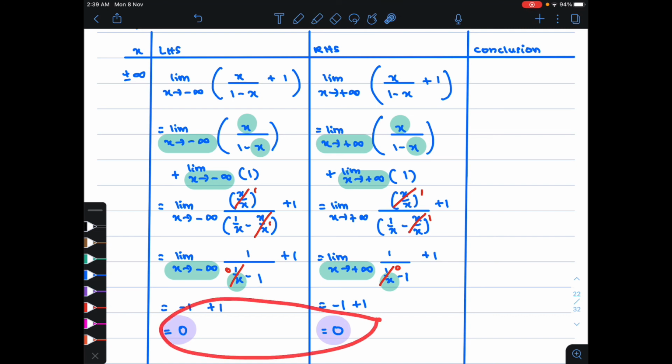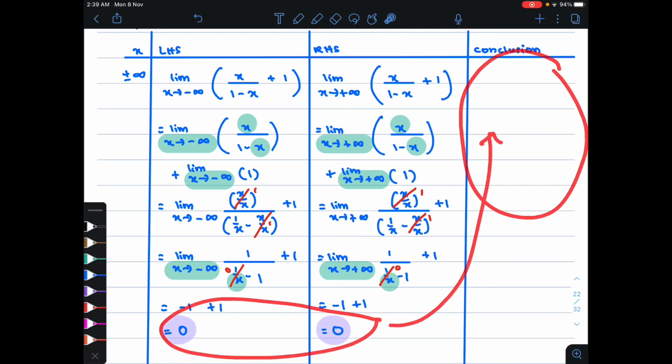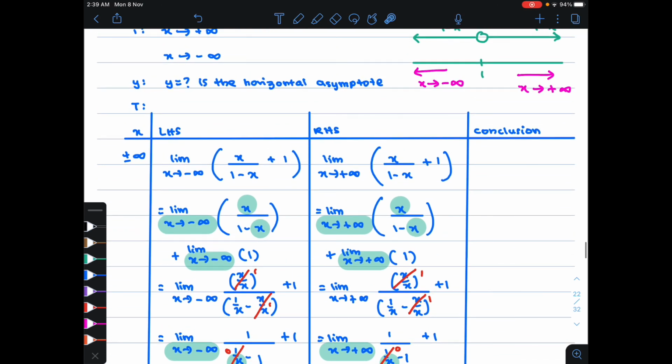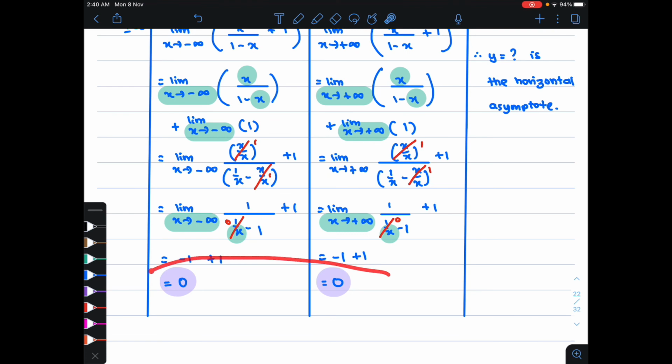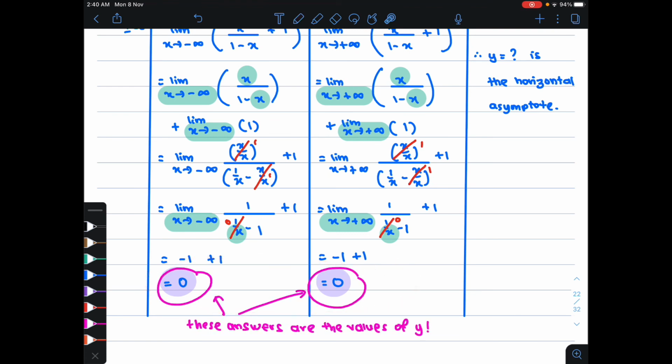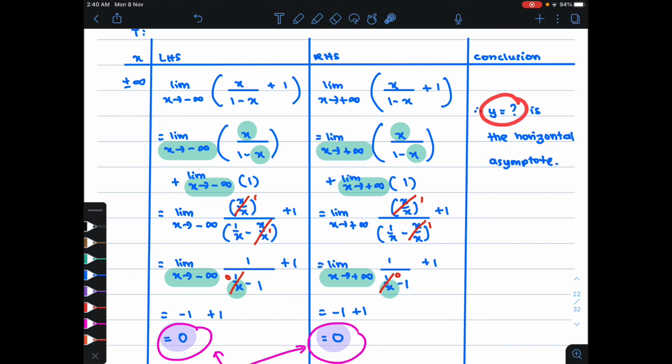And we're gonna use this in order to make our conclusion. Note that for conclusion, you need to write y equal to something is the horizontal asymptote. So put this into our conclusion. So, what is this value of y? Note that the value of y comes from your answer. Since both answers are the same, this means that it is just y equal to 0. Therefore, here, this is actually y equal to 0. And hence, y equal to 0 is the horizontal asymptote.